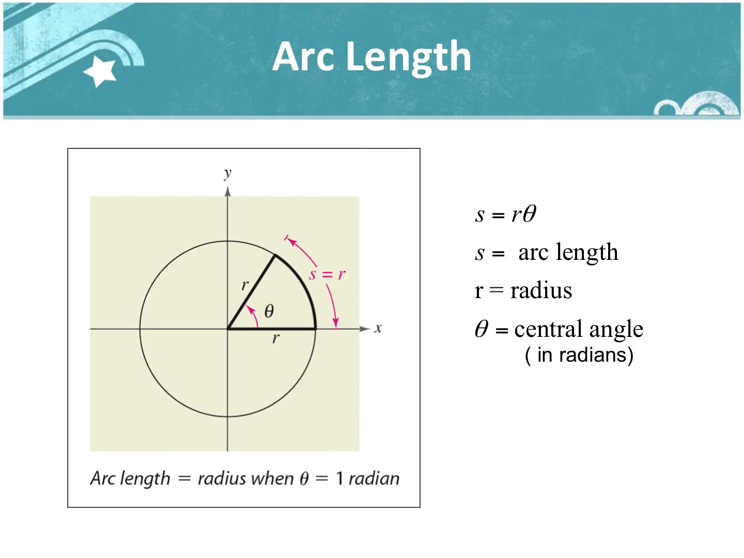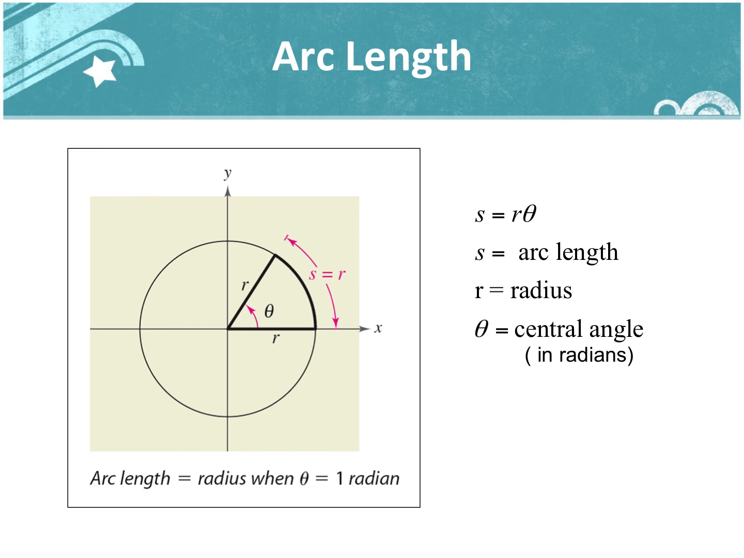All right, last thing in this section is arc length. The length of the arc, if you remember from geometry, is like the measure of the crust of the pie. It's just the outer edge, just a portion of your circumference. In geometry, we do it a little bit differently. We put it in terms of degrees. In here, we're doing this in terms of radians.